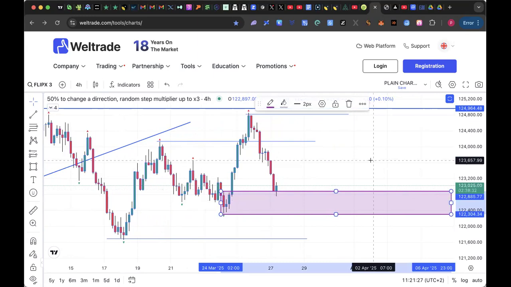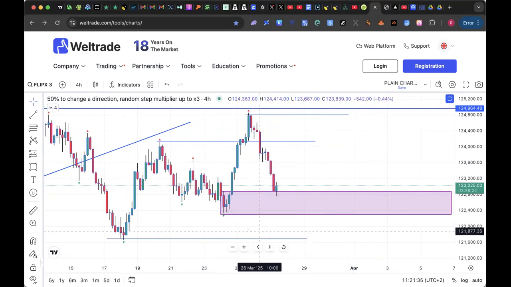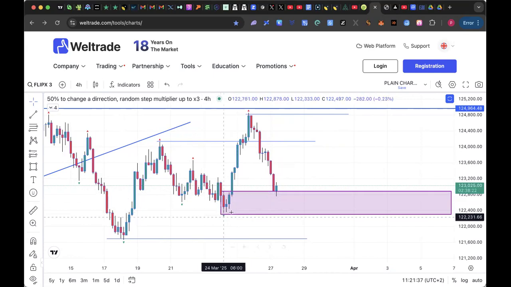I don't want to go into this level so much. I'm not teaching you smart money concept or ICT, I'm just showing you basic things. So it's called an order block. Now, what makes this a valid order block?